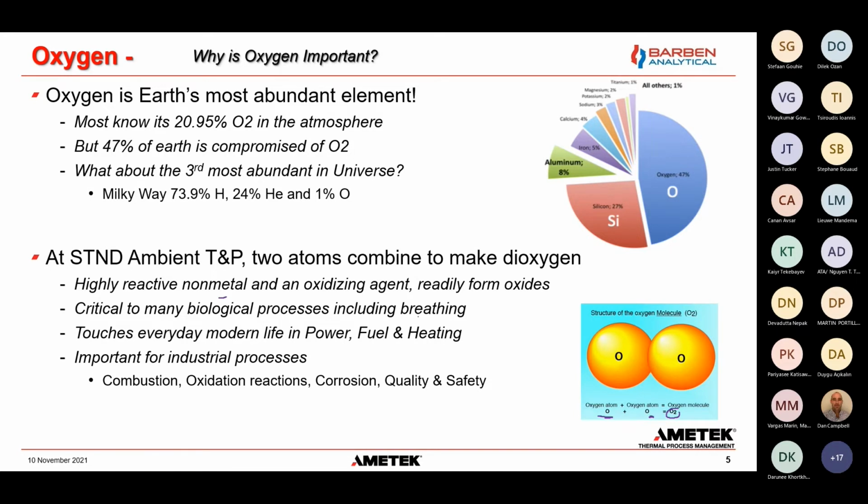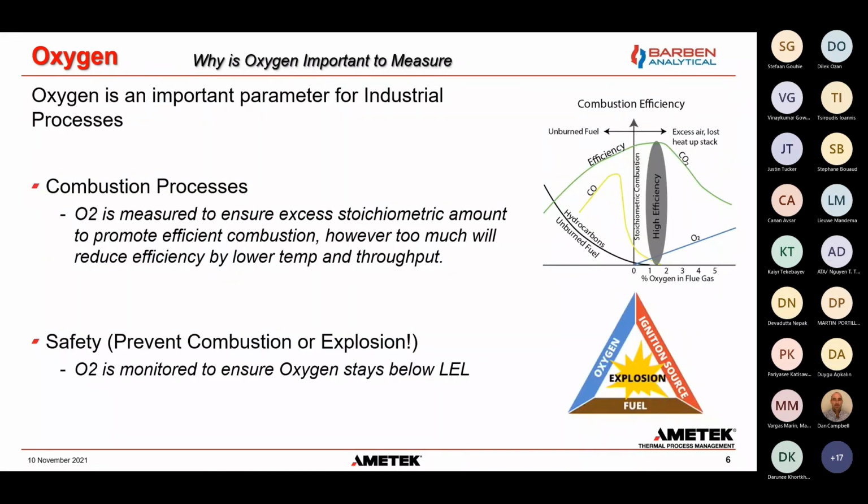It also touches us every day in our modern life in power, fuel, and heating. It's also very important for industrial processes in combustion, oxidation reactions, corrosion, quality, and safety. So why is it important for us to measure, and why do we say it's important in those industrial processes? For combustion processes, O2 is measured to ensure excess stoichiometric amounts to promote efficient combustion. However, too much will reduce efficiency by lowering temperature and throughput.